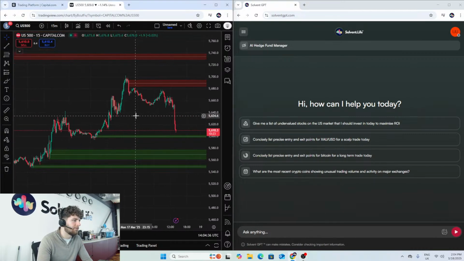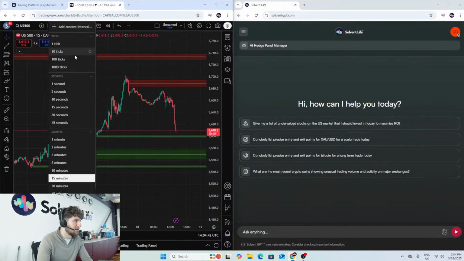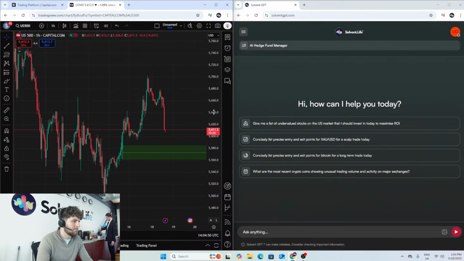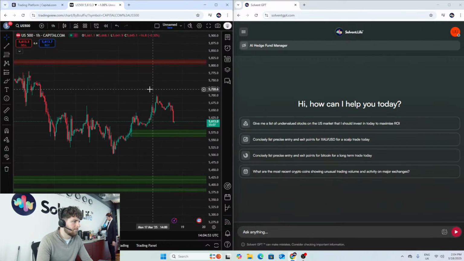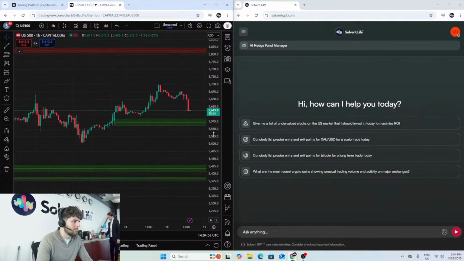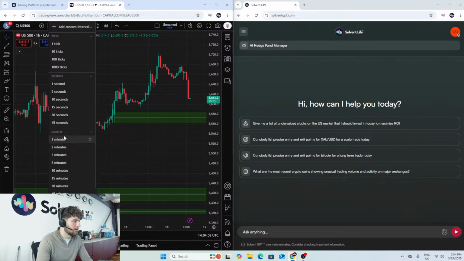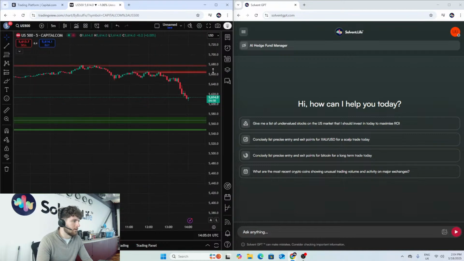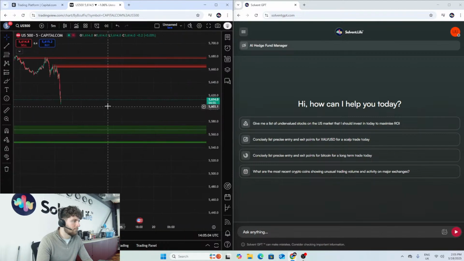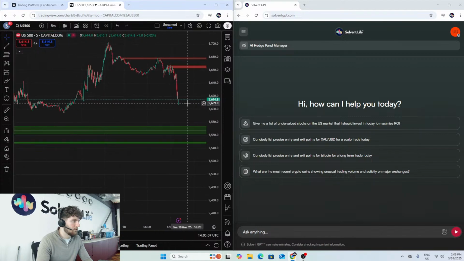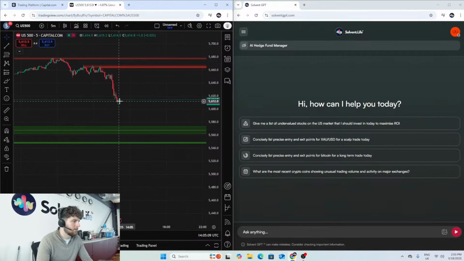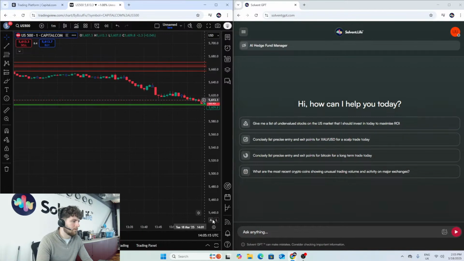US 500 on the 15-minute, a very large downtrend here when market opens. Let's break down into maybe the 30, or let's go into the 1 hour. So yeah, big drop down. Okay, we'll go into a 5-minute as well. So where are we currently? Looks like a bit of a small bounce here.